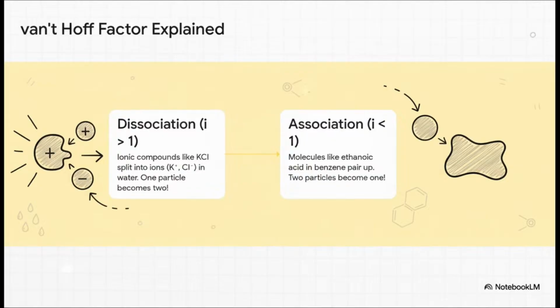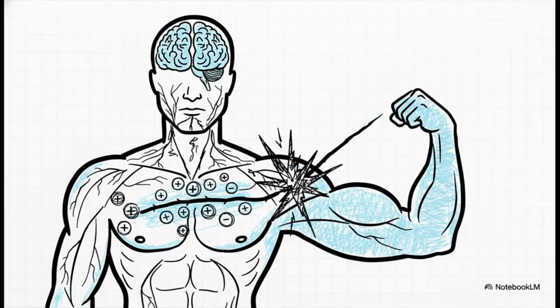And what's wild is that the opposite can happen too. Sometimes molecules associate or team up, so 2 particles become 1. Then the i value would be less than 1. And this is so much bigger than just a weird lab result. This breaking apart, this dissociation, it's fundamental to life itself.